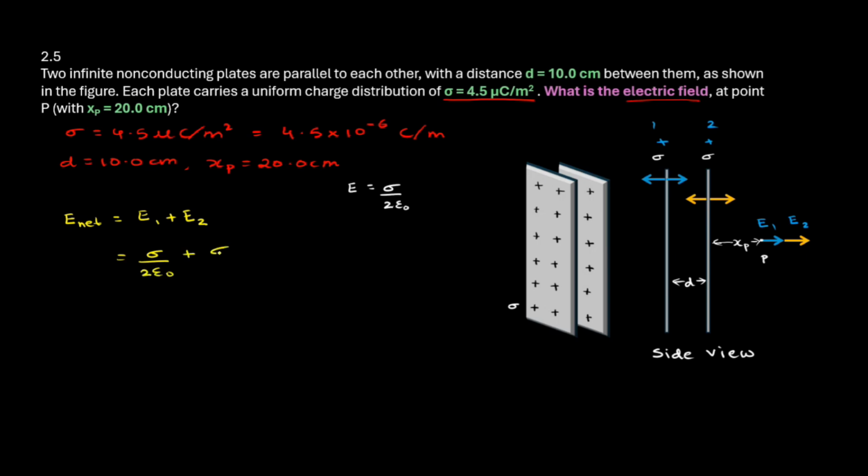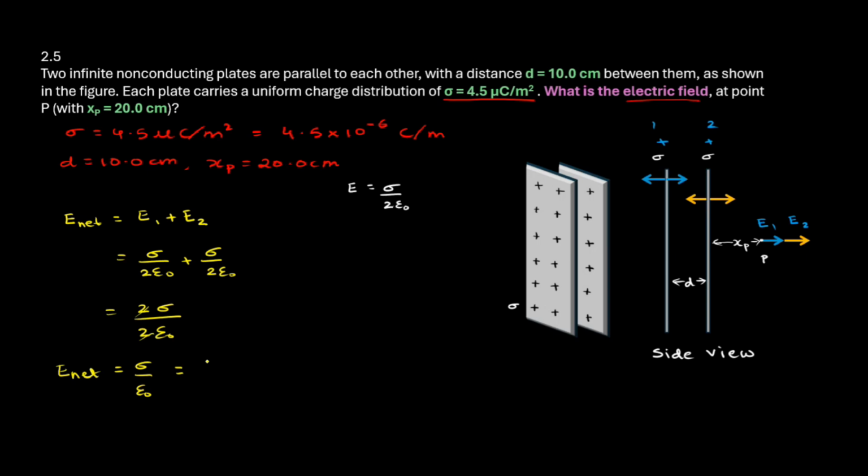Same with E2, sigma over 2 epsilon naught. When you add them, you get 2 sigma over 2 epsilon naught. Cancel off the 2, and you are only left with sigma over epsilon naught. So now we will substitute the value of sigma and epsilon naught to find E.